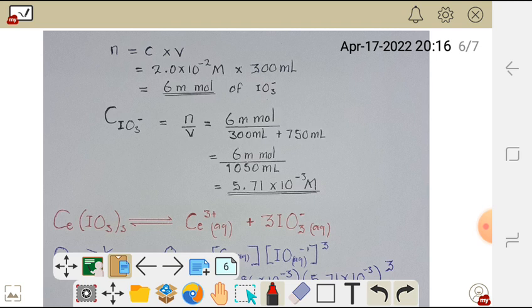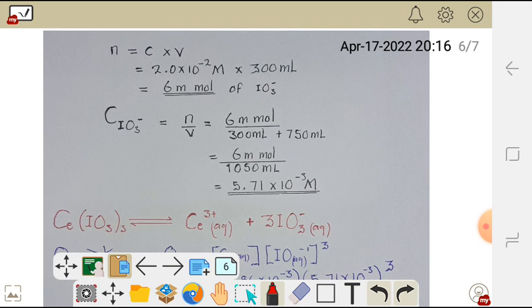Now you use that 6 millimole to calculate the concentration of iodate in the product of cerium iodate. I have the number of moles, which is 6 millimole, and the volume will be 300 mL plus 750 mL when it was added. So it will be 6 millimole over 1050 mL. Then the m will cancel and we remain with mole over liter. When you divide that, you have 5.71 × 10^-3 molar. So that is the concentration of iodate.